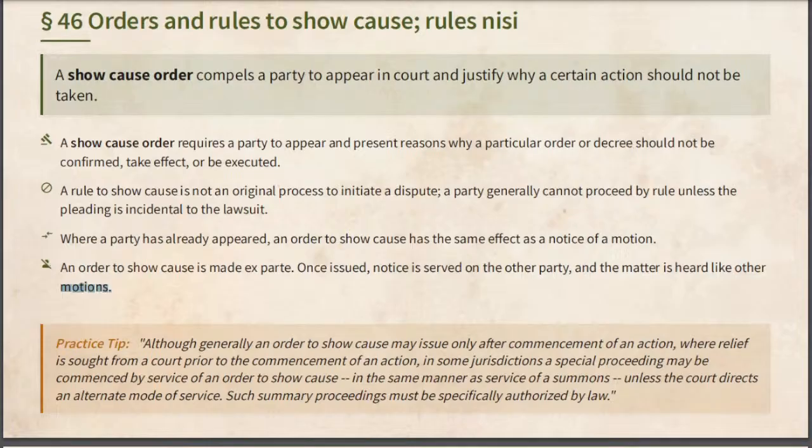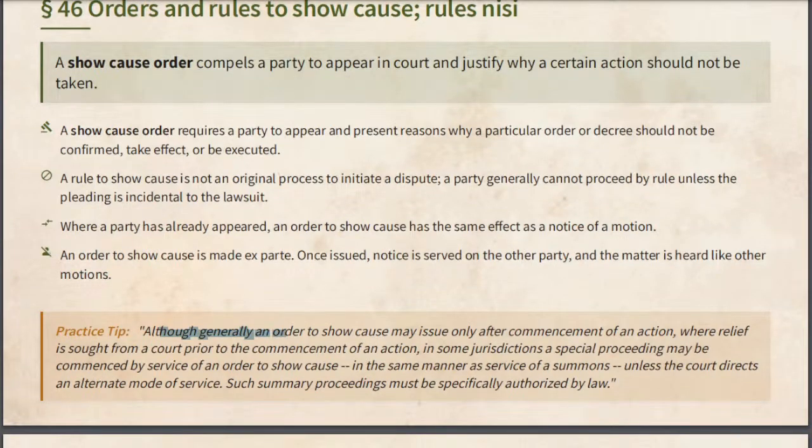So let's look at our practice tip here. Although generally an order to show cause may issue only after commencement of an action, where relief is sought from a court prior to the commencement of an action, in some jurisdictions, a special proceeding may be commenced by service of an order to show cause, in the same manner as a service of summons, unless the court directs an alternate mode of service. Wow. Such summary proceedings must be specifically authorized by law.